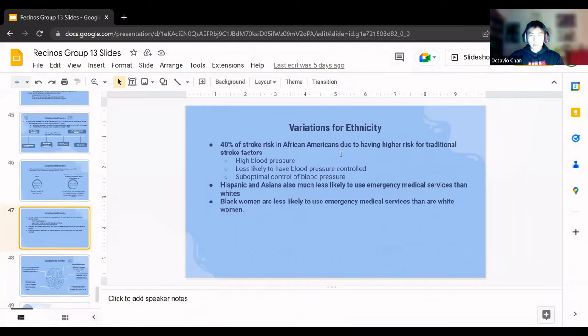40% of stroke risk in African Americans is due to having high risk for traditional stroke factors. Hispanics and Asians are also much less likely to use emergency medical services than whites, and Black women are less likely to use emergency medical services than are white women.